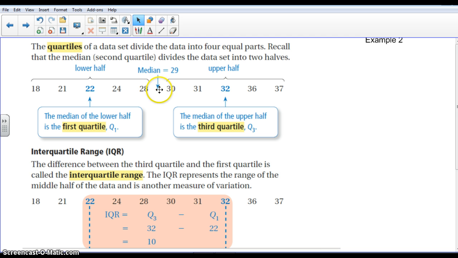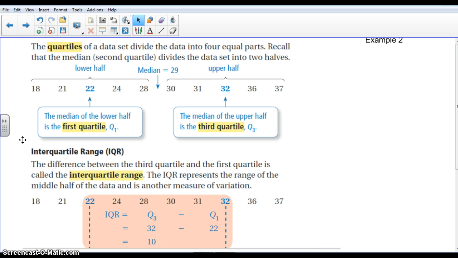Once you divide it in half, you take the first half and divide that in half, and that is the median of the lower half, which is called the first quartile. Then, after you've split it in half, if you go to the right of the median, the upper half, figure out the median there, and that is the third quartile. Now, interquartile range seems complicated, but we'll go through examples.